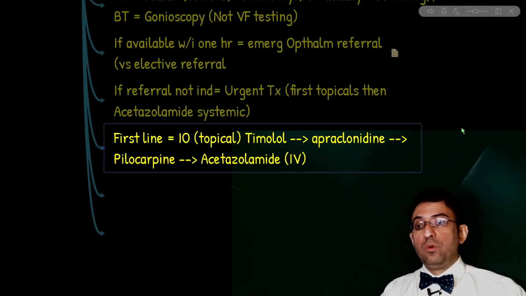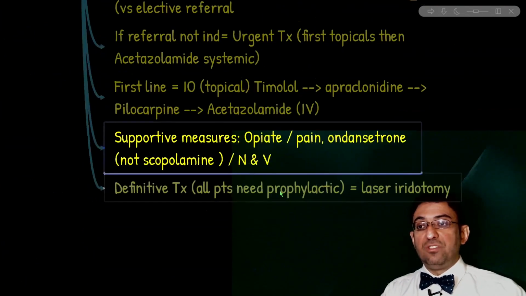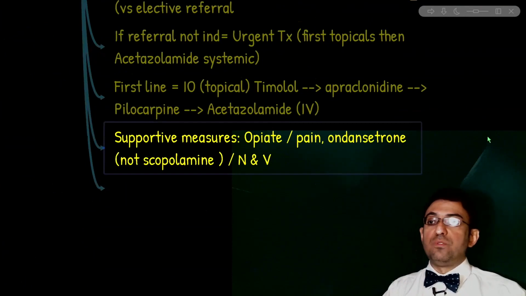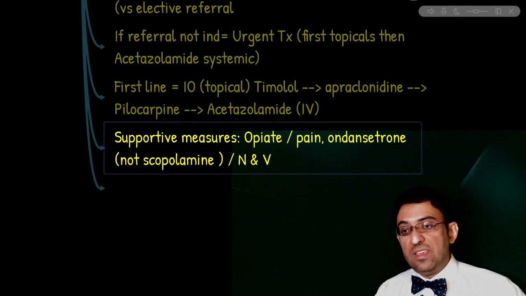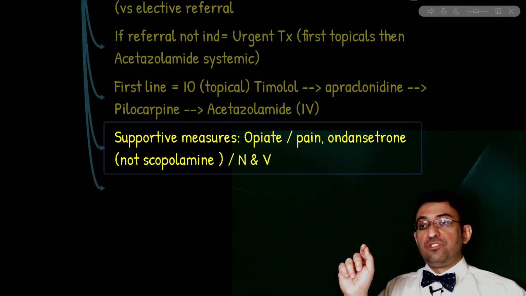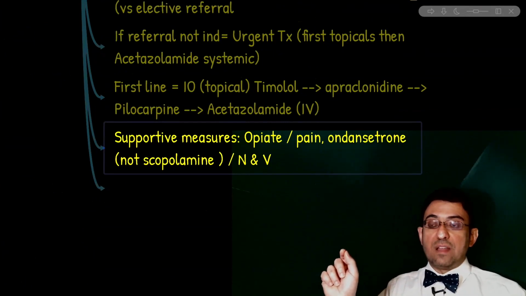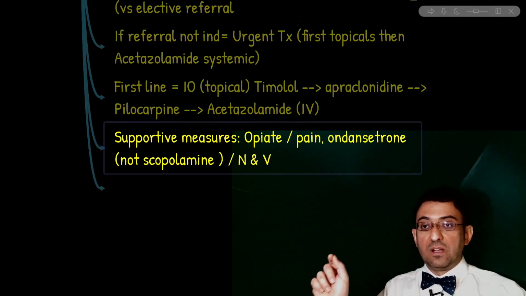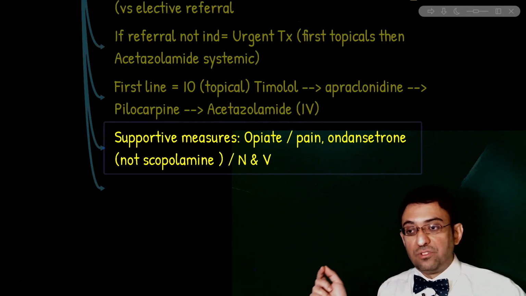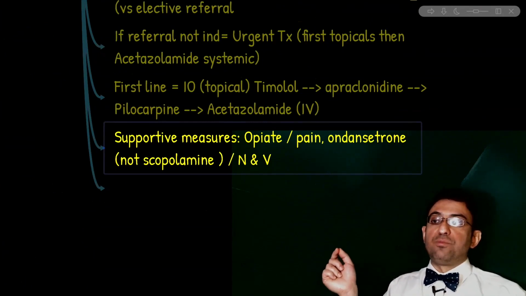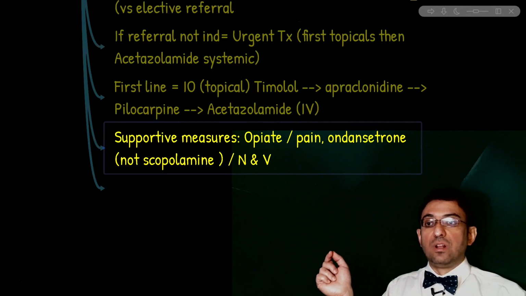What are the supportive management in parallel that patients would need? Pain management with opiate and management of nausea and vomiting. Now, here is an important point. Should we use scopolamine for the management of nausea or vomiting? No, because it's an anti-muscarinic agent, so we need to use ondansetron, the serotonergic compound, for the management of nausea and vomiting in acute glaucoma.